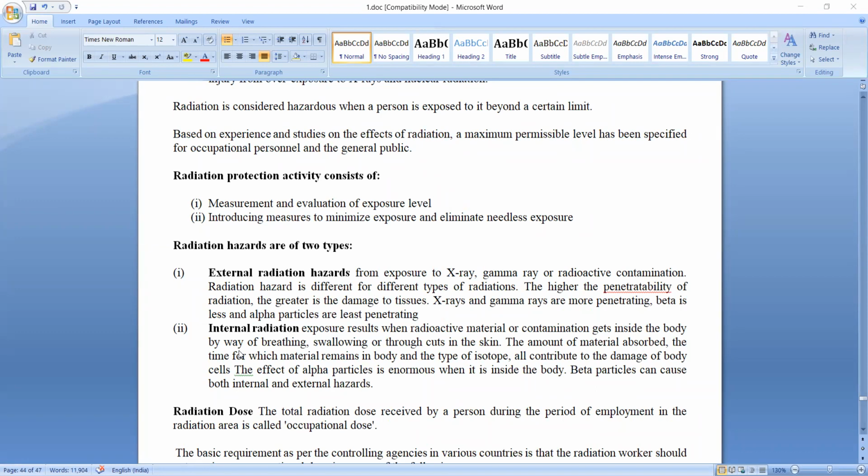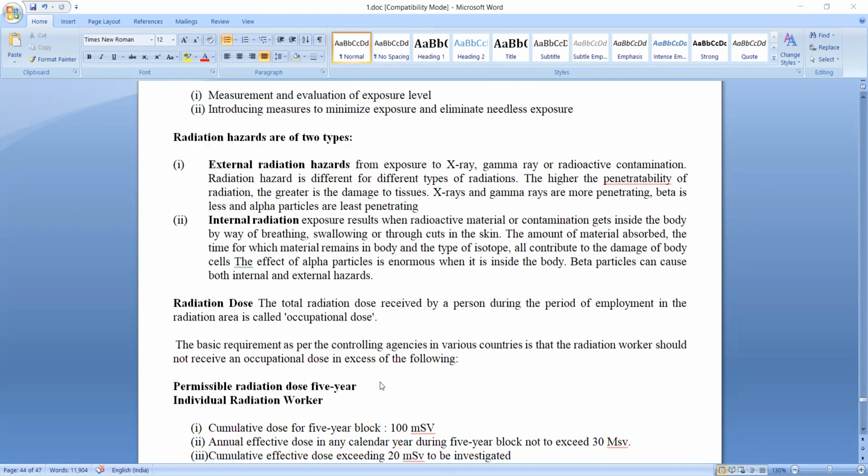What is internal radiation? Sometimes we swallow some radioactive particles. Those materials move towards our stomach or inside of the body, and that may cause damage to the inside of the body. That is the internal radiation. With external radiation, the skin is exposed to the radiation, but sometimes because of swallowing or breathing, radioactive elements get inside the body, and that causes internal radiation effect.